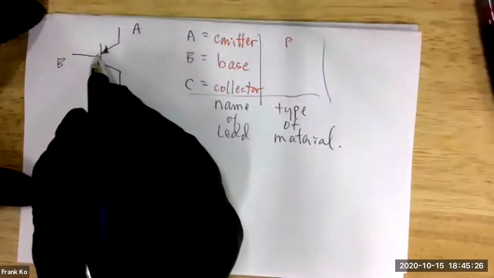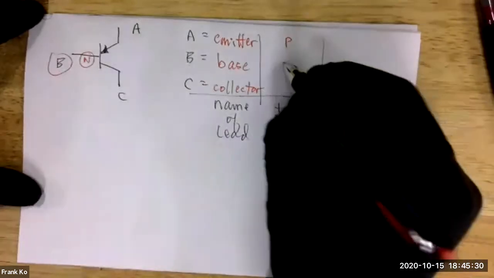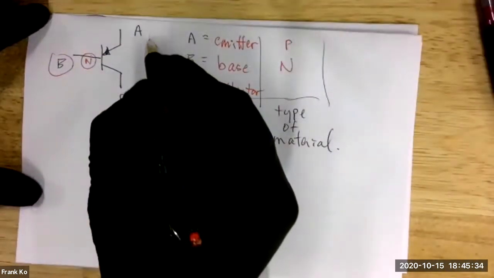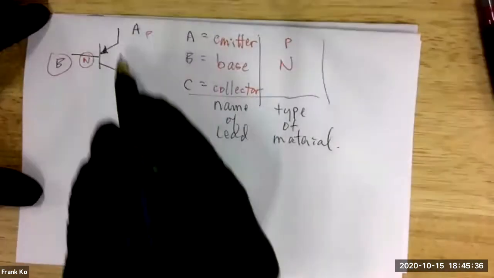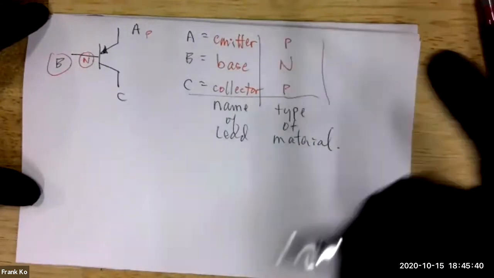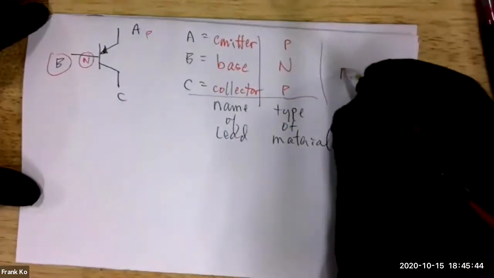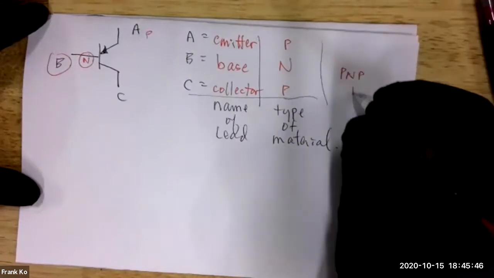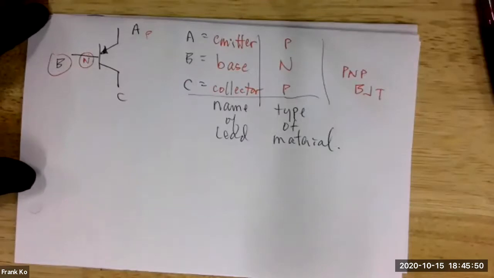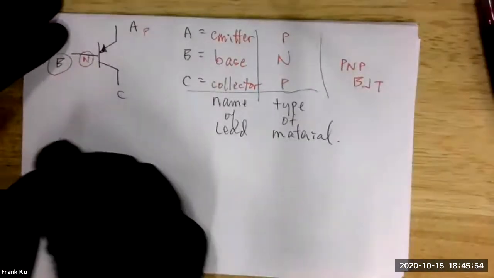Because the arrow points to N material, it tells you you have N material where? On the base. So if one of my outside leads is P material, then how about the other outside lead? Must also be what? So what kind of a transistor is this? Exactly. This is defined as a PNP BJT. Are we good with this little quiz? I'm going to give you another one. Are you ready? Cool.